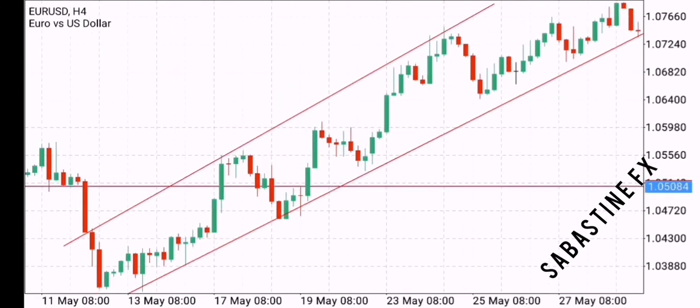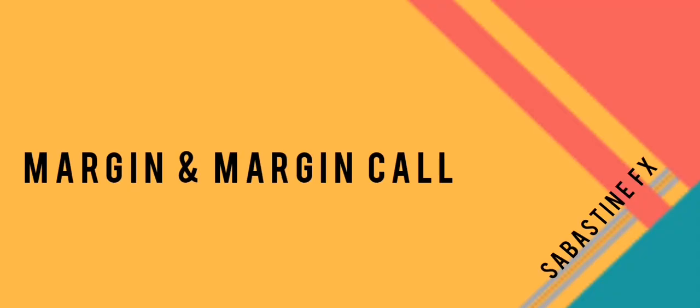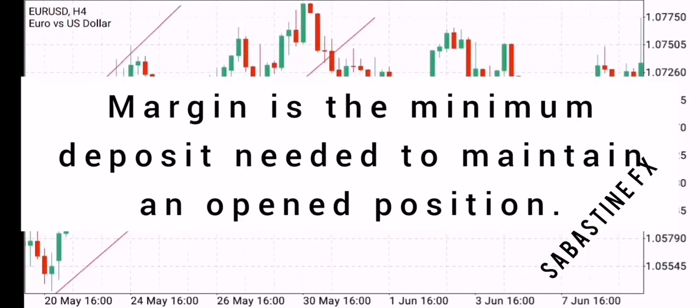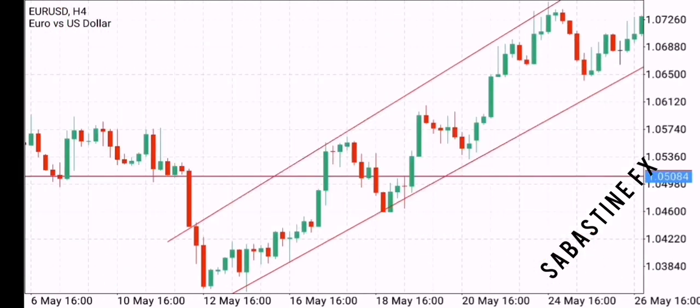Now let's talk about margin and margin call. Margin is simply the minimum deposit required to maintain an open position. Let's say you open a trade, and for you to be able to stay in that trade, the market must not go against you. Otherwise, there's a level it will fall to, then you will be notified that you are below the margin, and this is not good for any trader.